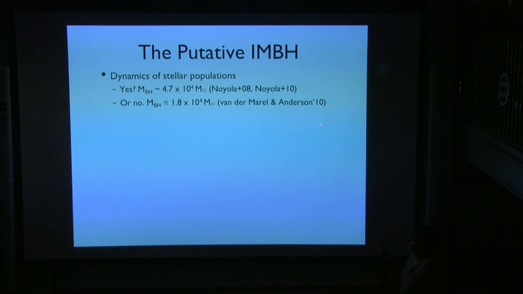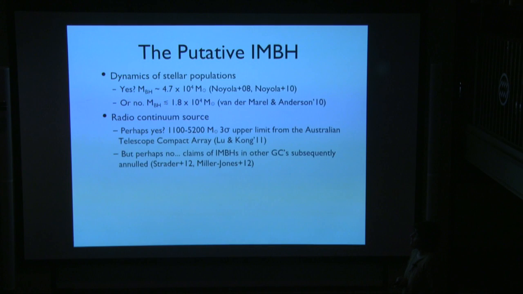A reanalysis of these dynamics by Anderson and van der Marel that came out in 2010, based on the Hubble data, seemed to indicate that their models really put a limit that was far below this 10 to the 4 solar mass estimate that had been put out there before.